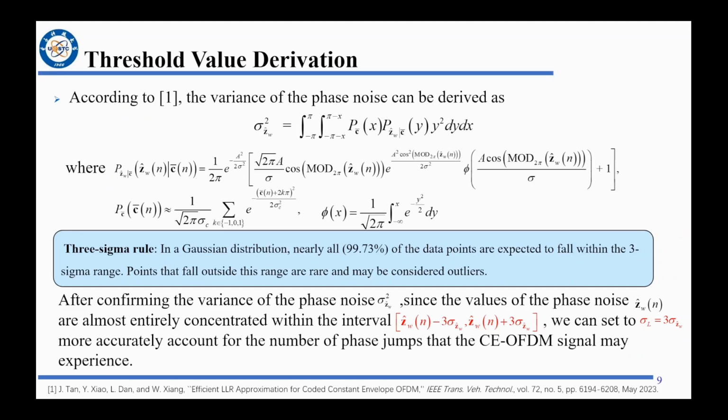To obtain the optimized threshold, we rely on the 3-sigma rule, where nearly all phase noise will fall within 3 standard deviations. By considering the variance of phase noise, we can set a proper threshold to account for the number of phase drops that the OFDM signal may experience.